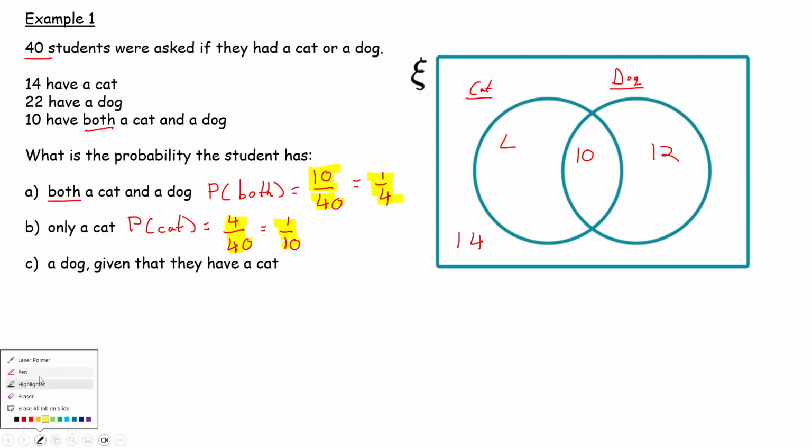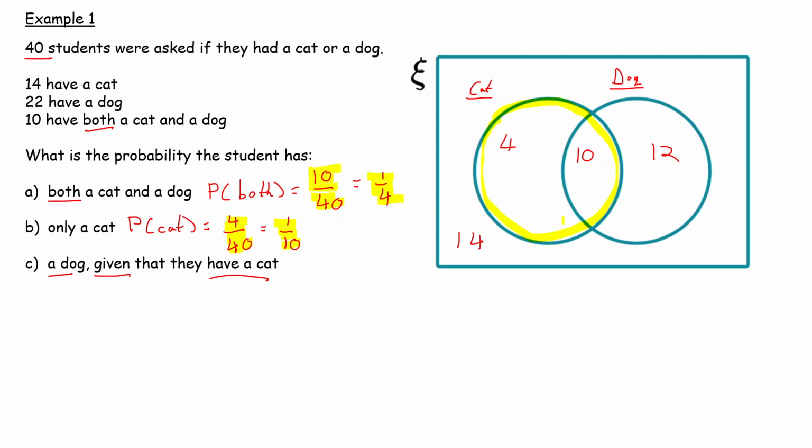Right, it is saying, what is the probability that a student has a dog, given, and that's a really important word that often they ask in exam questions, given that they have a cat. So we're told that we're only choosing from this pool of people here, because given they have a cat, they don't just have a dog.